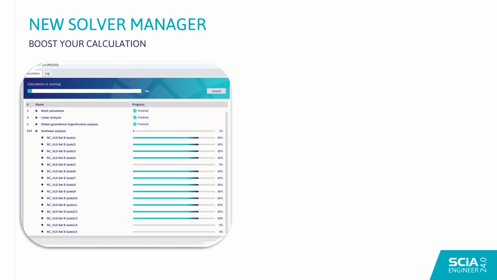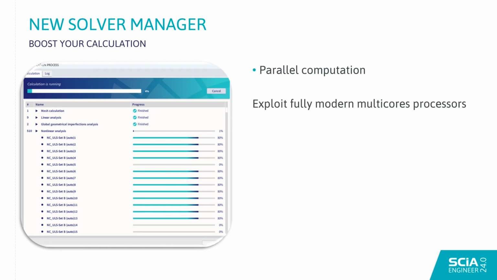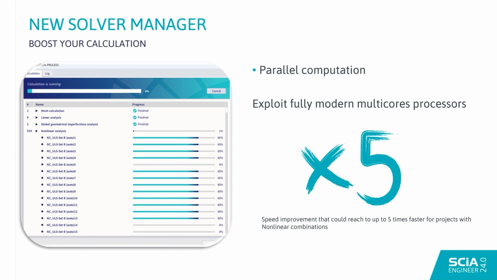The new solver manager will be faster by allowing parallel computation. This parallel computation will allow you to fully exploit the power of your machine. We know that new laptops and new computers are more and more powerful, but you cannot really benefit from this power, and we want you to benefit from it. This is why we have parallel computing now. With this new feature, we could witness an improvement in the calculation speed of up to 5 times faster. This is a real game changer and a significant improvement.